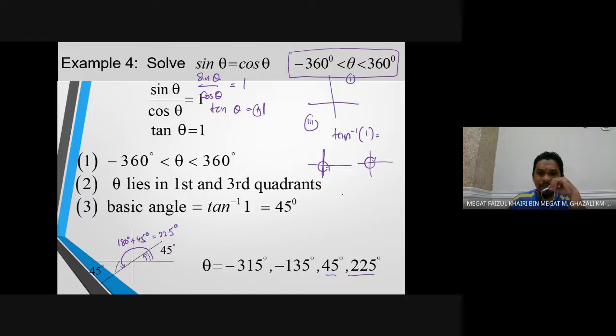What about the negative? These two. Okay, so for this one here now, we are going to find the angle. When the angle goes anti-clockwise direction it is positive, and if the direction is clockwise, then the angle is negative. So now from here, this is negative 180 plus 45, which is negative 135 degree.